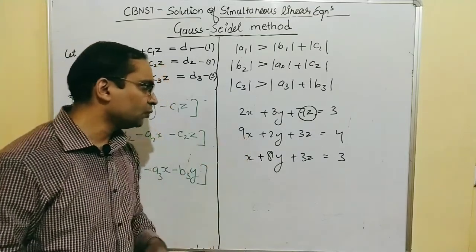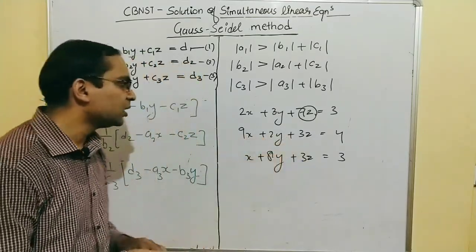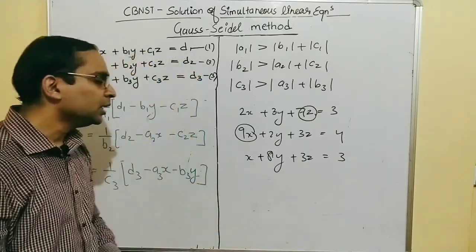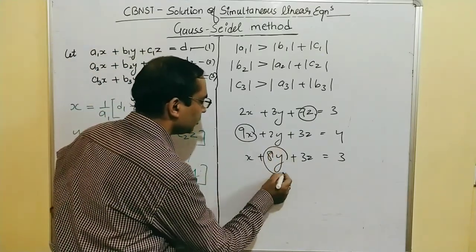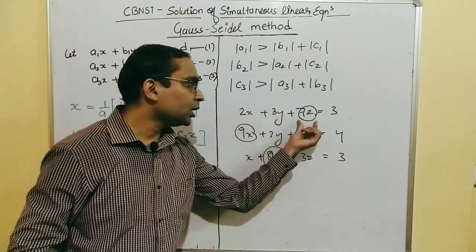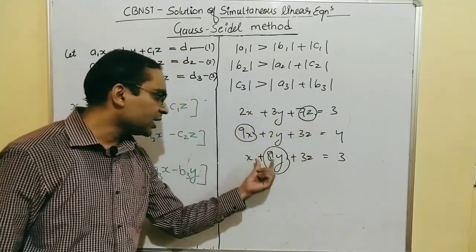In the second equation, which term is dominating? Not the second one. This term is dominating. And in the third equation, which term is dominating? It is this term of y. So we can see in the first equation the term of z is dominating, here x, and here y.